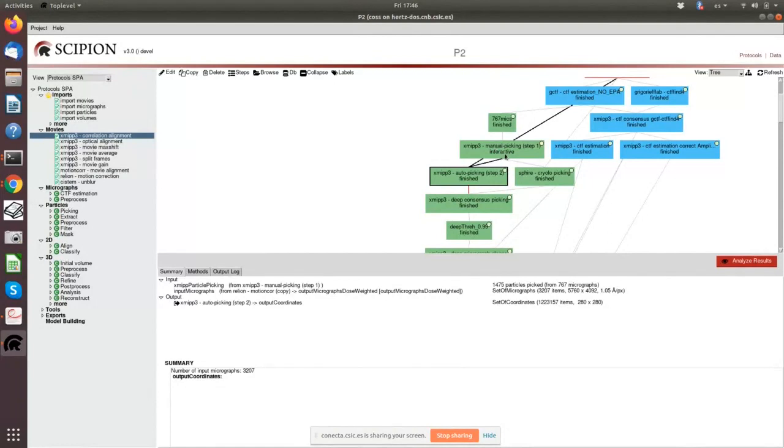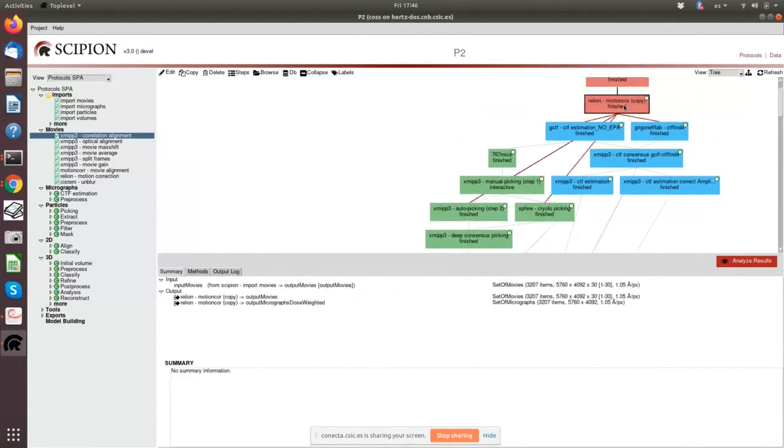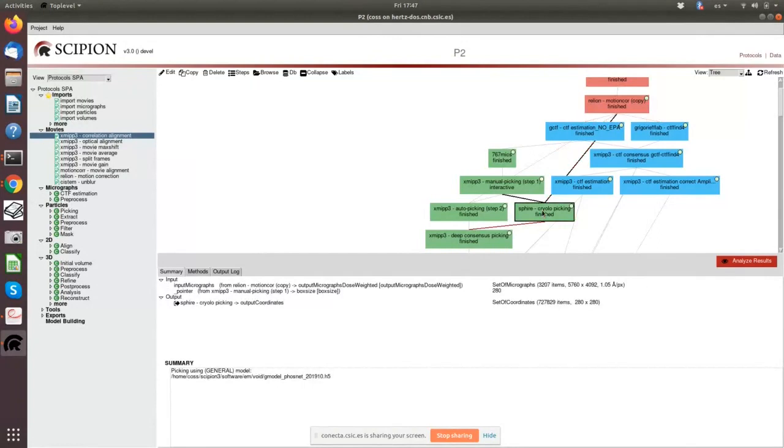So this manual picking is fixed. You have picked the first 15 until you are happy with the picking. And then this second picking is taking the micrographs that are coming from the motion correction. That means that as new micrographs appear in the motion correction, the auto picking will also pick particles in those new micrographs. And the same with Cryolo, I think it is also in streaming. So you can do both pickings at the same time.